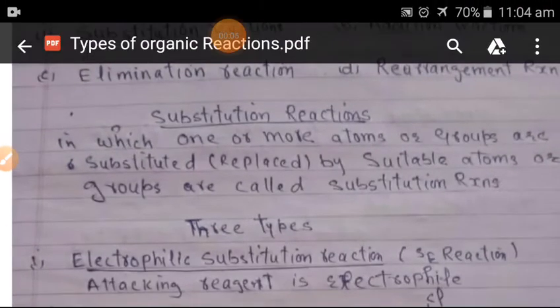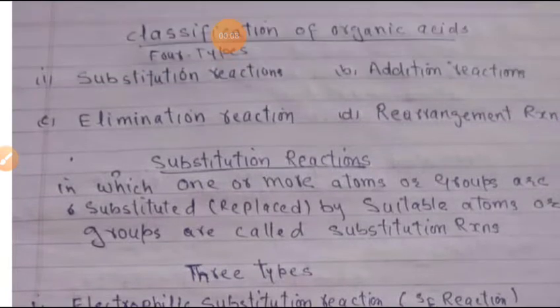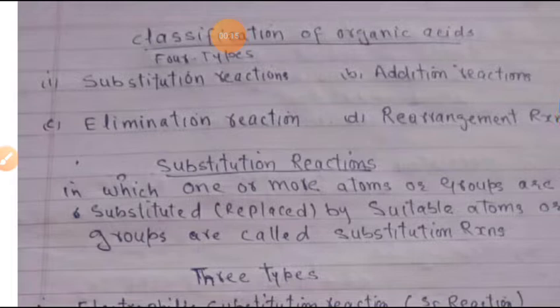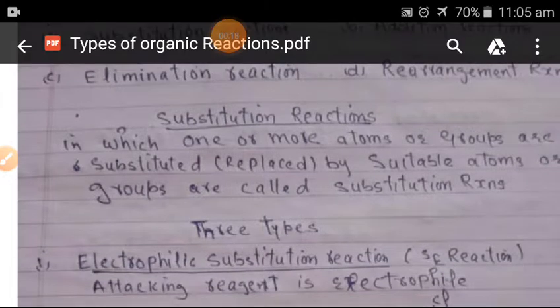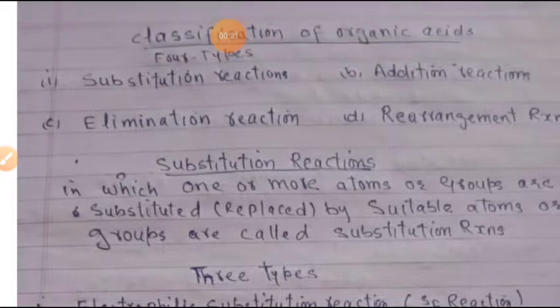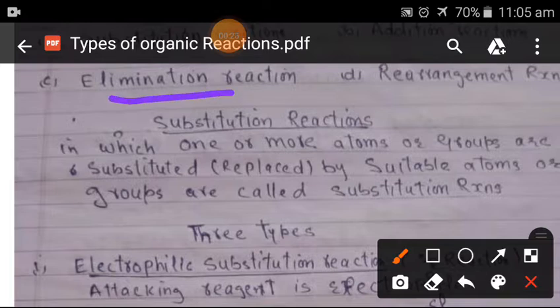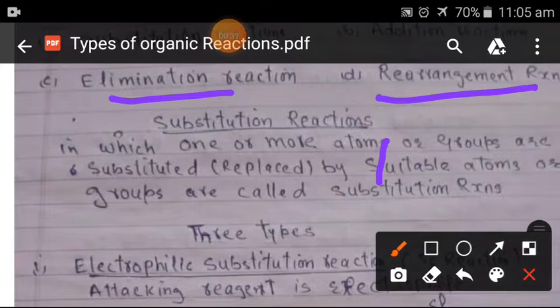So today we are going to discuss one of the important topics, that is different types of chemical reactions, different classifications, different types of organic reactions. The different types of reactions are substitution reaction, addition reaction, elimination reaction, and rearrangement reaction. We will discuss them one by one. First, we will see what a substitution reaction is.